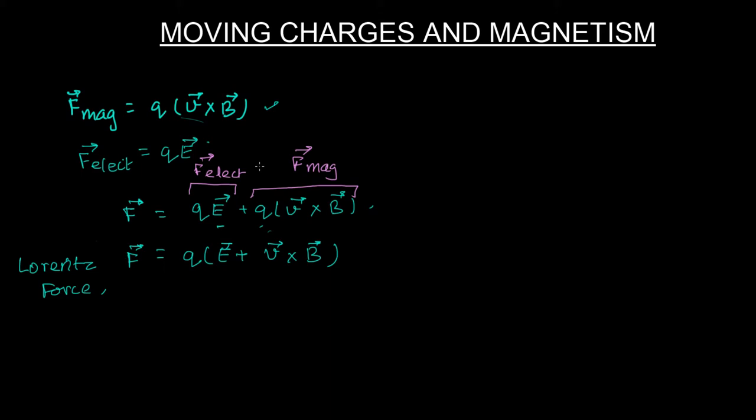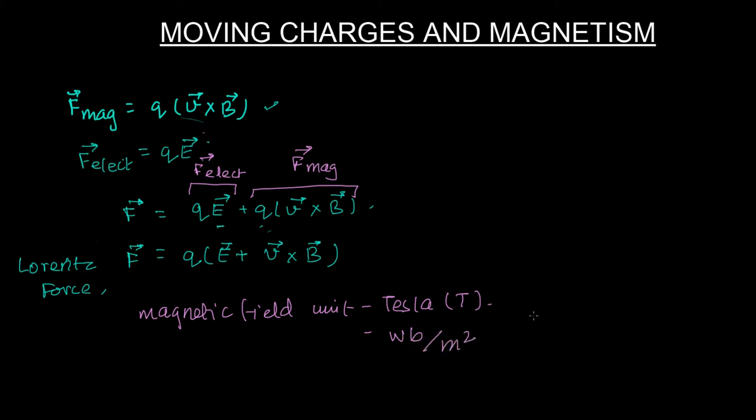Now, the magnetic field has its own unit. The magnetic field unit is Tesla and is denoted by capital T. You'll also come to know later that it is also equal to Weber per meter square, where WB stands for Weber, right? It is also Weber per meter square.